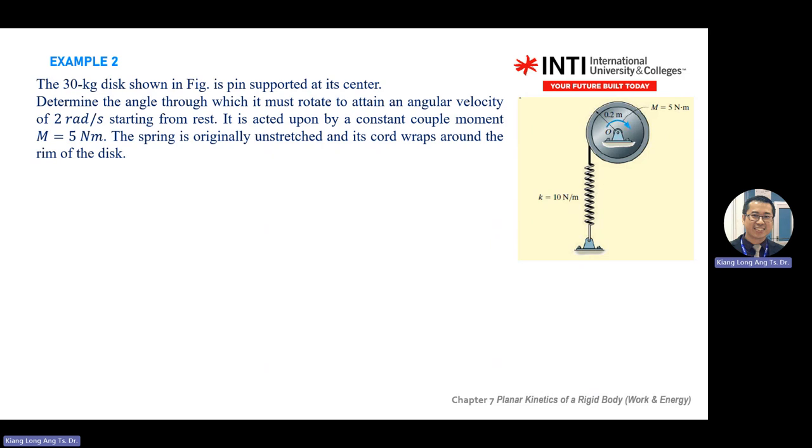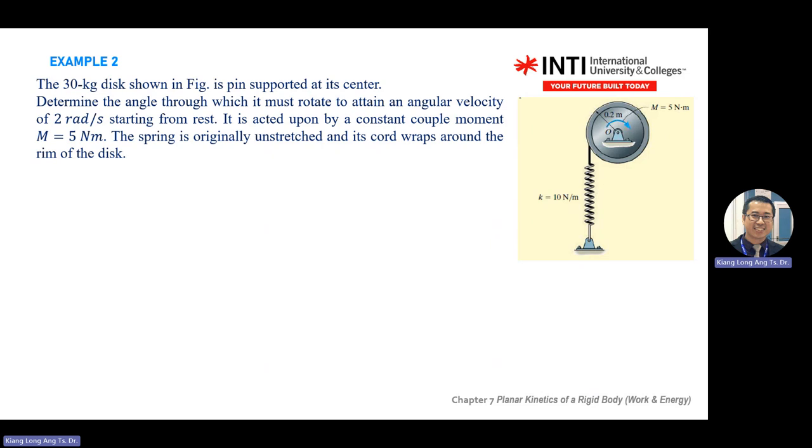You're given all the information. Omega is given, starting from rest. You need to find the angle, determine the angle through which it must rotate to attain an angular velocity of omega. It means you need to tell how many angles you need to rotate. When you let go, this one will swing with an angular velocity of 2 radians per second. It's acted upon by a constant couple moment, 5 Nm there. Spring is originally unstretched, and the coil wraps around the rim of the disc.